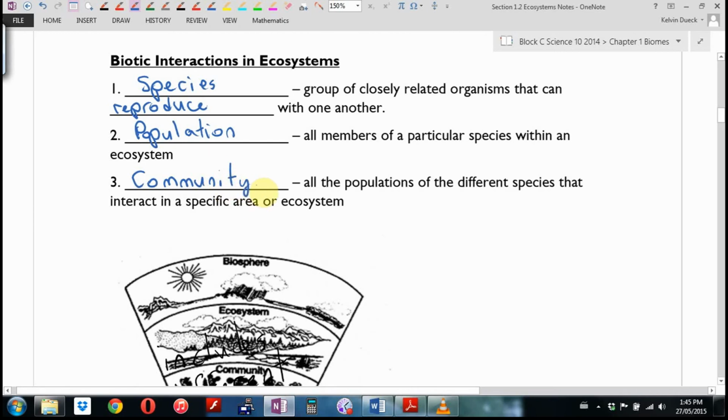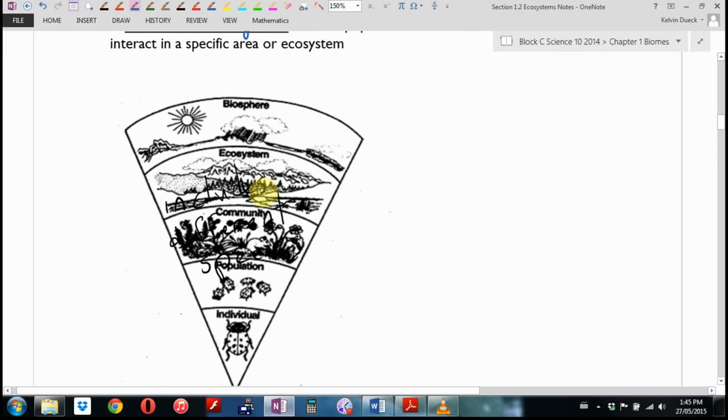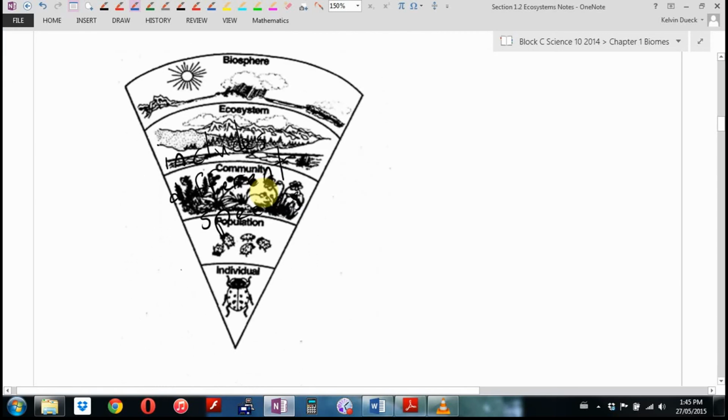As a picture, the biosphere is made up of ecosystems, which are made up of communities, which are made up of populations, which are made up of little individual animals or bugs or plants. Like I said at the beginning of this, we're going to zoom in.